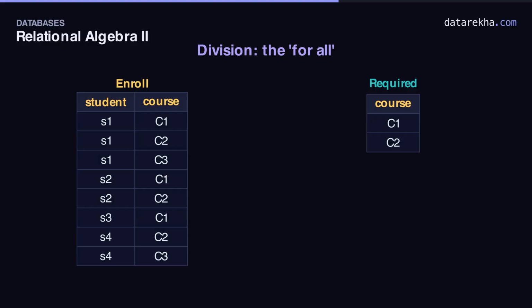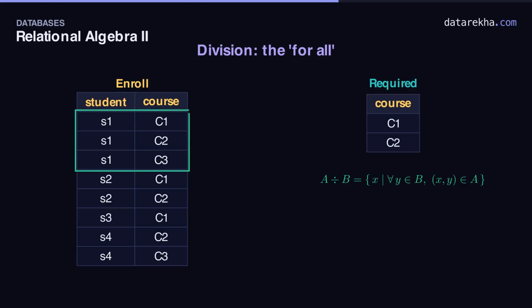On the left, who is enrolled in which course? On the right, the courses that are required, C1 and C2. Enroll divided by required asks: which students are enrolled in every single required course? Not some, every one. That's the "for all," the universal quantifier. And division is the only operator that captures it directly.